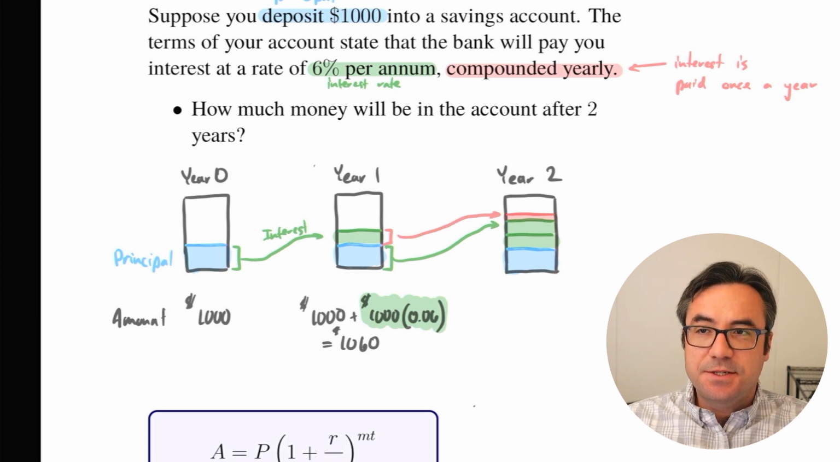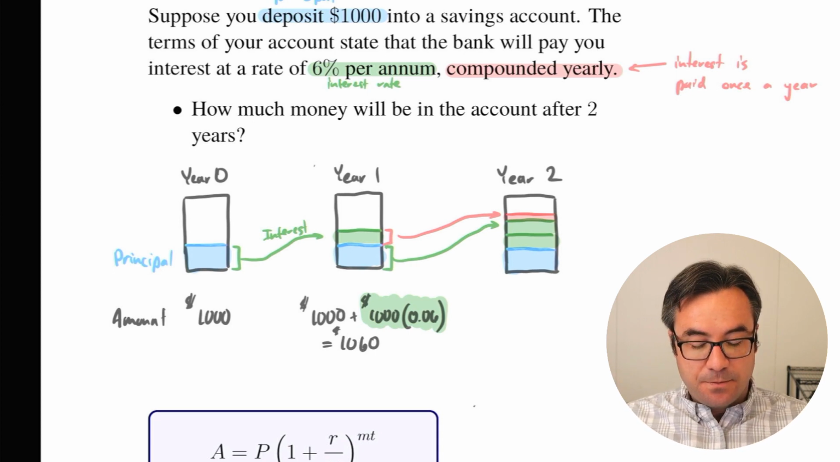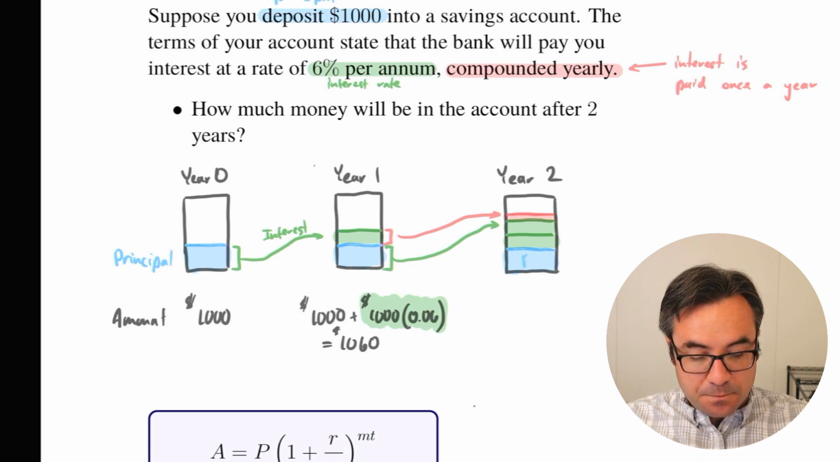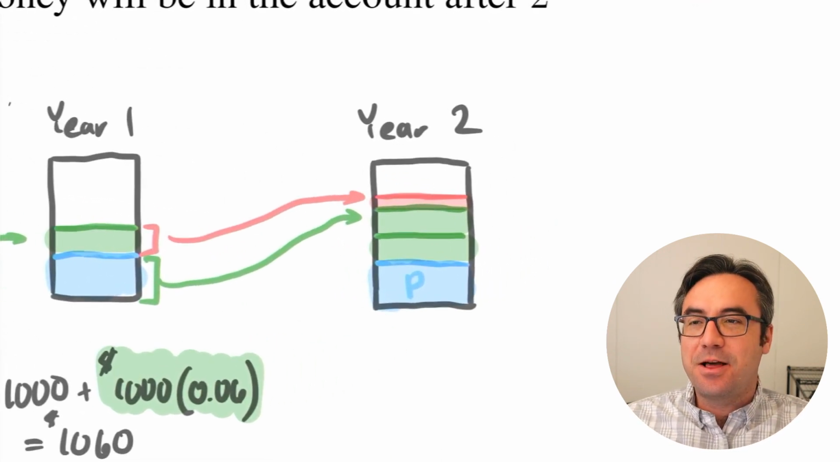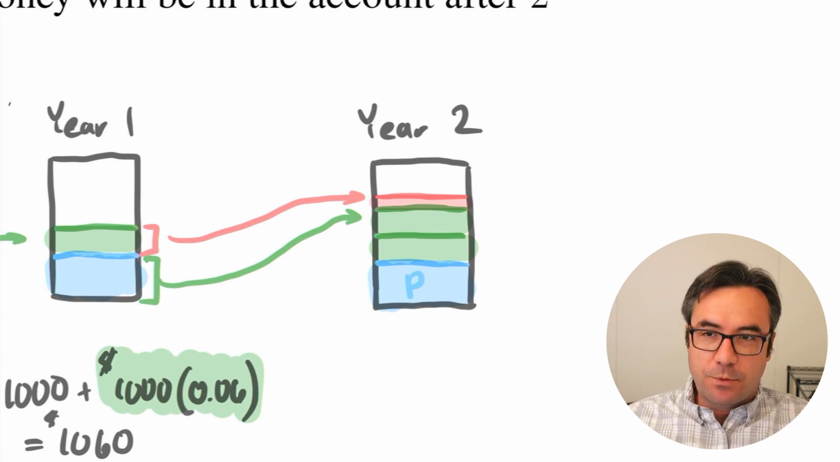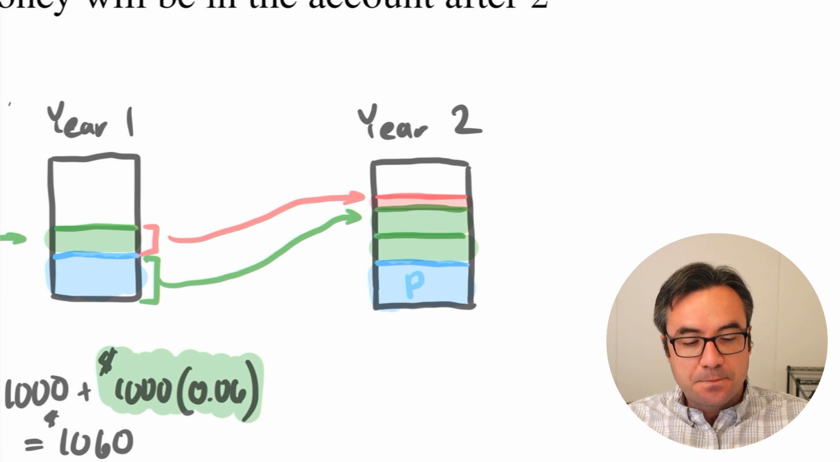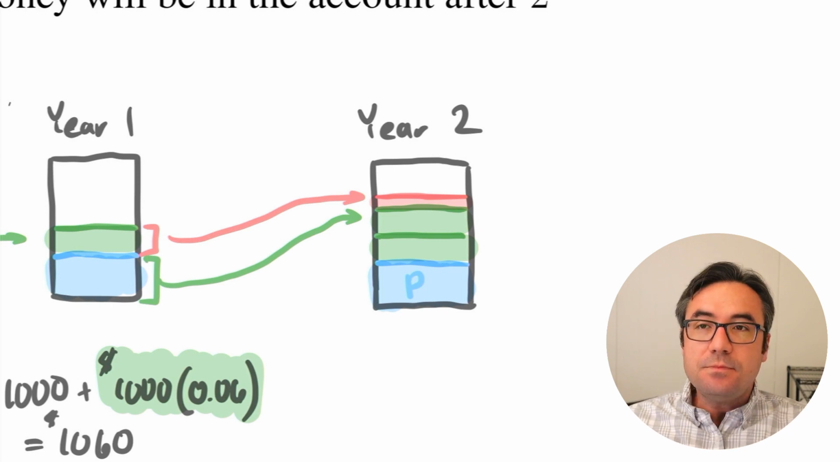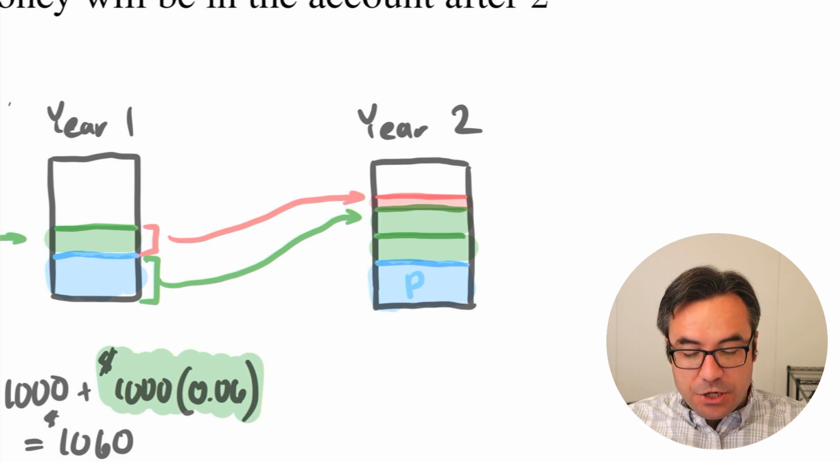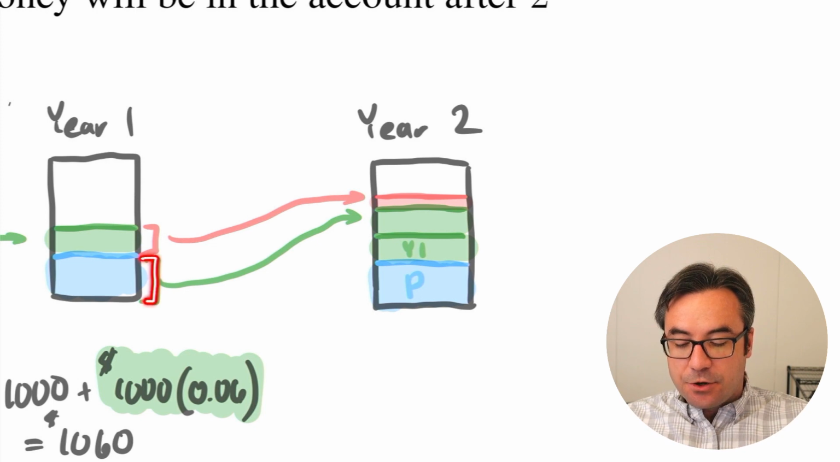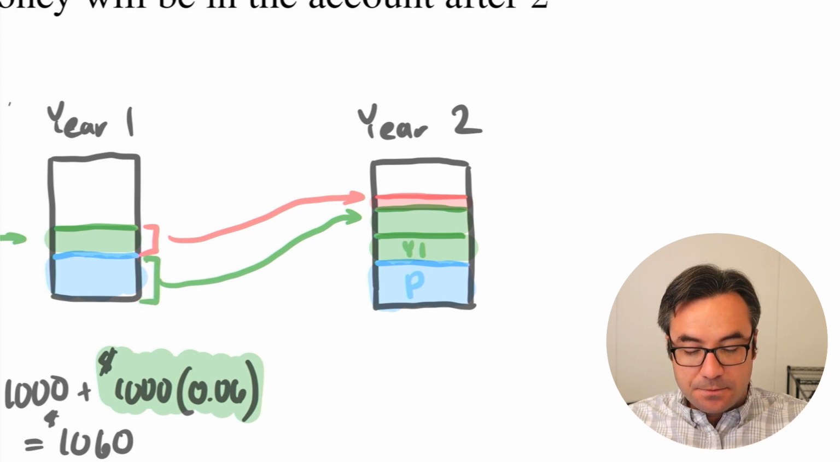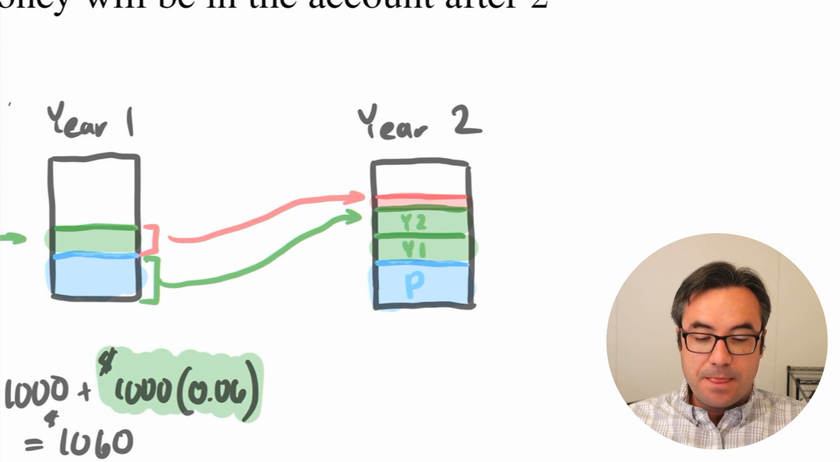And so what happens is we have our principal. Let's look at what's going on. So we're stacking it all up here. So in year 2, we have our original principal. We haven't touched it. Then we also have our year 1 interest. Then we also have our year 2 interest from our principal. But now we have this extra piece.